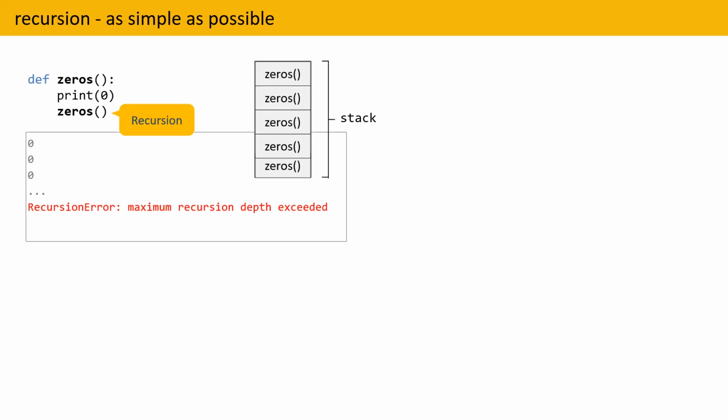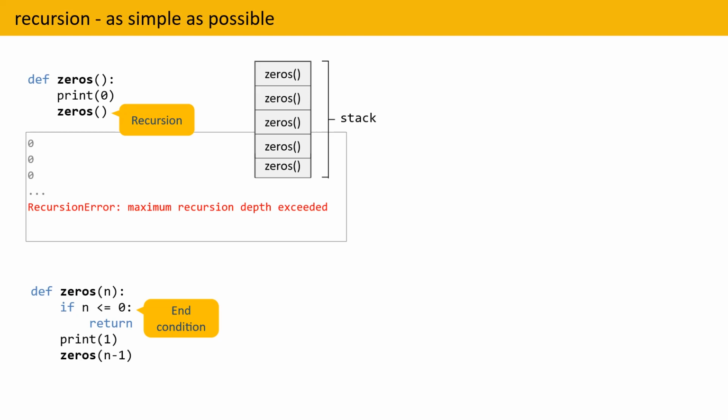Generally, we need an end or base condition to stop this infinite loop. A common method is to add a counter variable that is decremented each time the function is called. In the following extended implementation of zeros, we provide the counter variable n, which is decremented in the recursive call. If n becomes smaller or equal to 0, we return and the recursion ends.